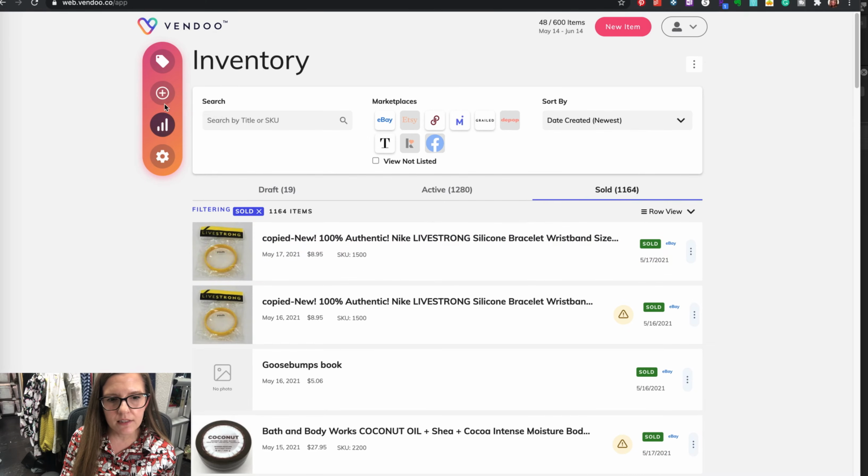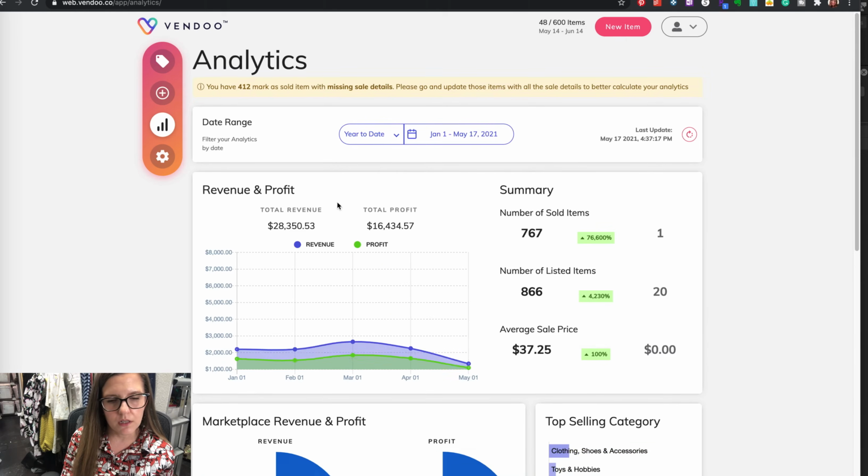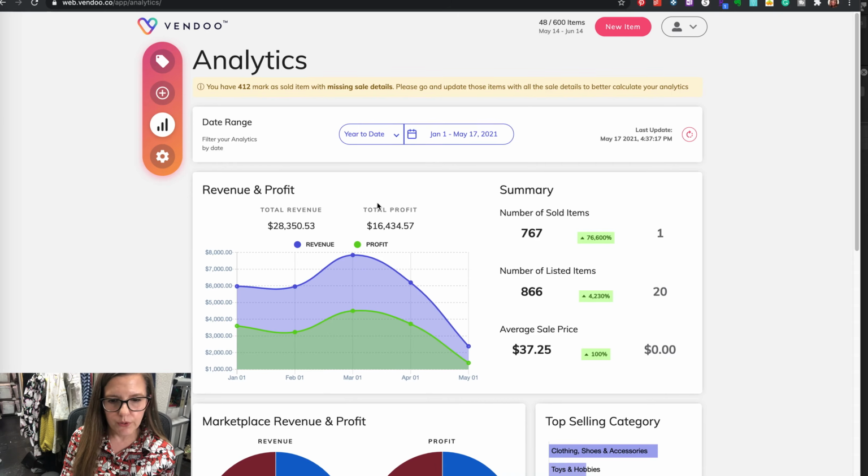And the analytics are located right here on the left side. It's this little bar chart. And whew, you can see, I mean, these are our numbers. You're seeing them. We've sold 761 items since January. So that's pretty good. This is when I started with Vendoo.